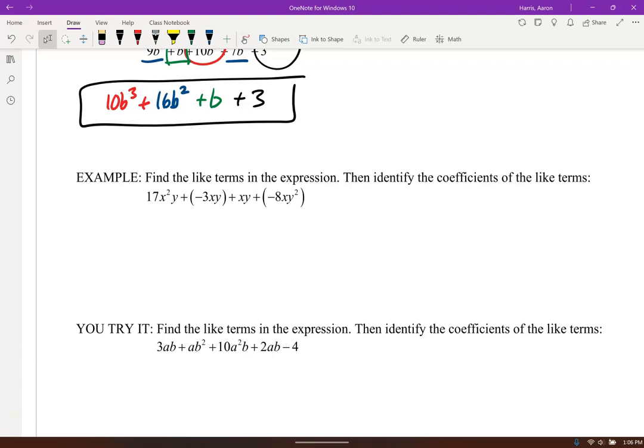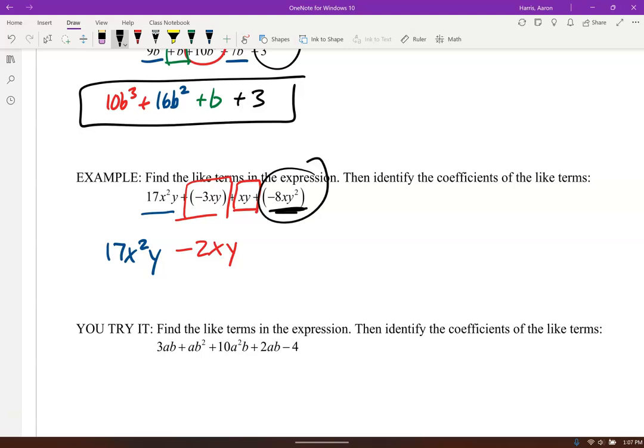So let's find the like terms in this expression. Is there any other x squared y's? And I say there's not, so this just comes down. Now I'm going to look at, is there any other xy's? So there's a negative 3xy plus a 1xy. Well, negative 3 plus 1 is a negative 2xy. And then finally, is there any other xy squareds? There's not. That's the only one. Minus 8xy squared.